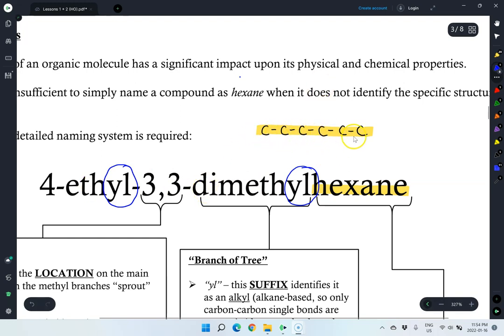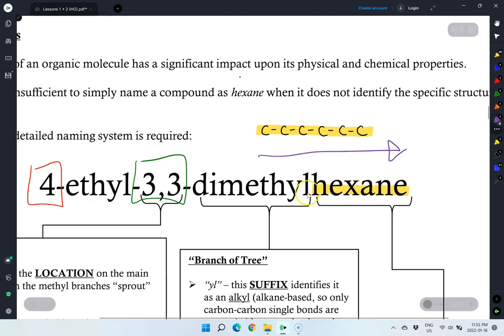But where do they start splitting off? Well, that's what these numbers represent. They are addresses for where we're going to start branching off from the main parent chain. Now for this example, I'm going to count from left to right, meaning that this is carbon number 1, followed by 2, 3, 4, 5, and carbon number 6.